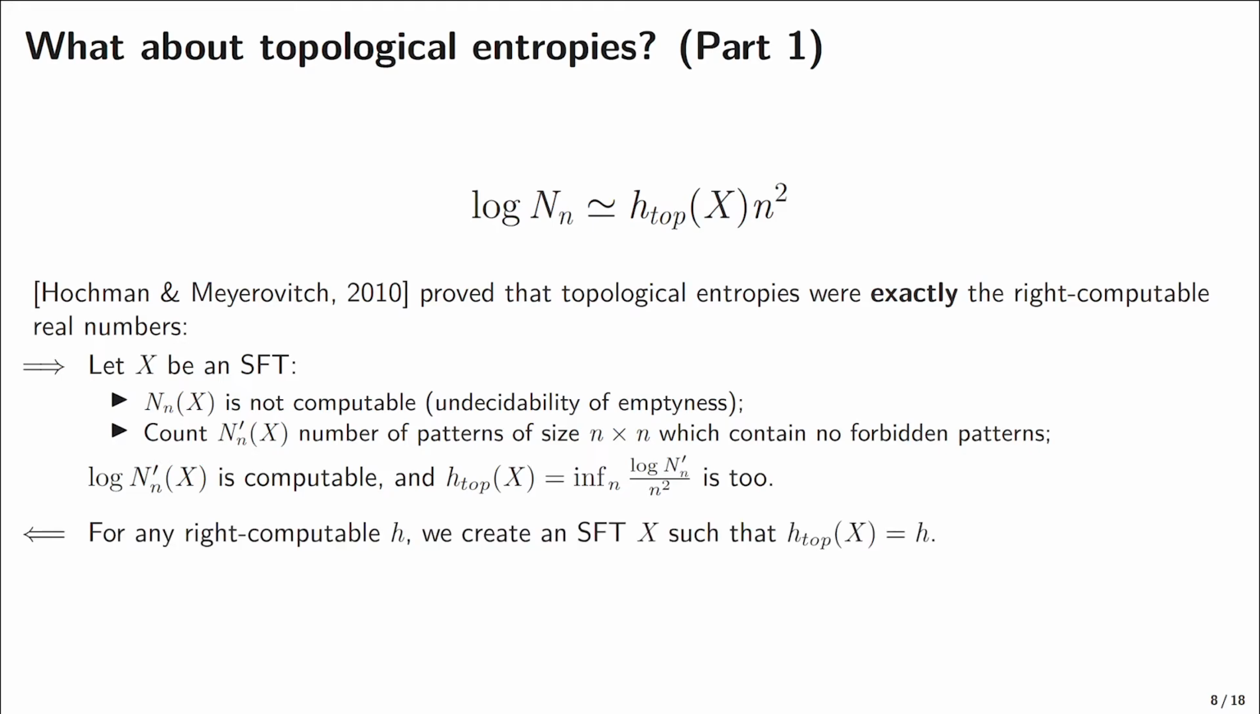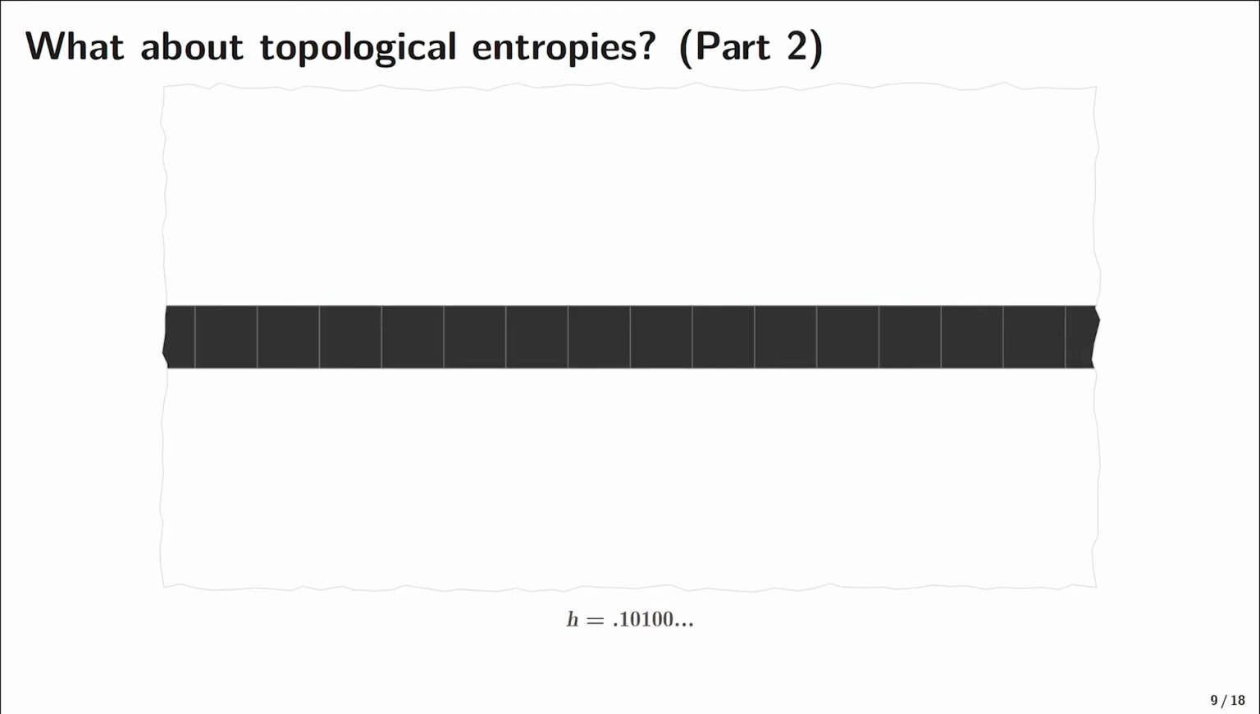Now, consider the converse. For every right computable real number h, we create a subshift of finite type X whose topological entropy is exactly h. This is the hard and most interesting direction of the proof, and the one that requires some creativity. So how can we do that?